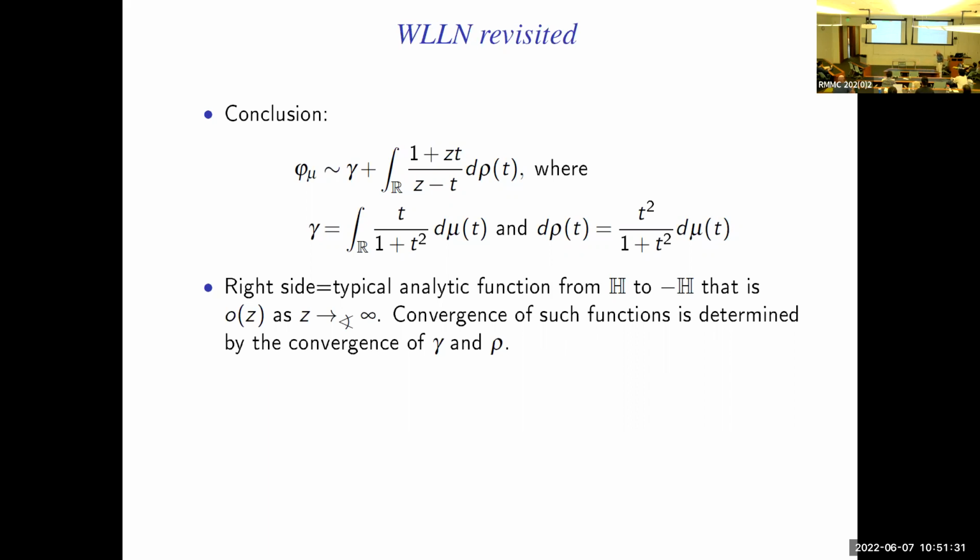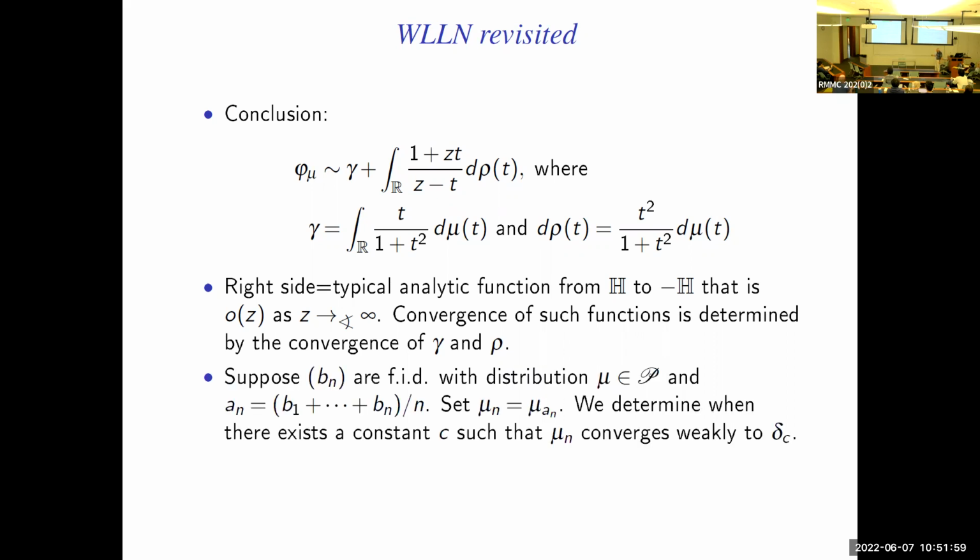Yes, the convergence of such functions is determined basically by the convergence properties of gamma and rho. Strictly speaking, yeah. So in other words, for a sequence of functions of that type, with gamma n's and rho n's, it converges pointwise if and only if the gamma n's converge and the measures rho n converge weakly.